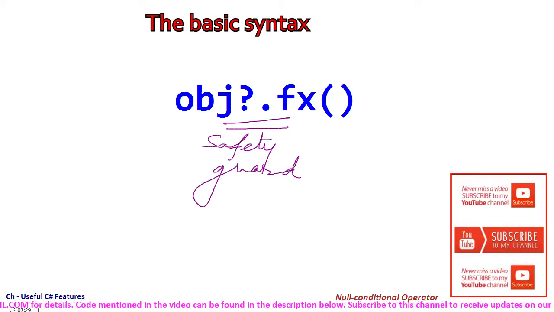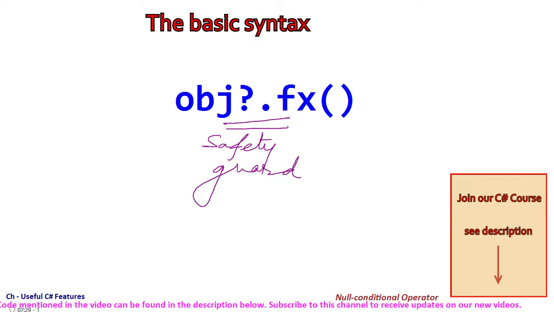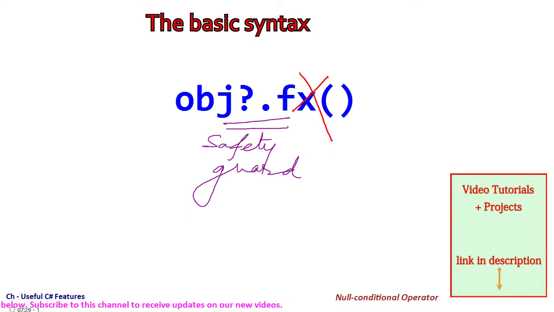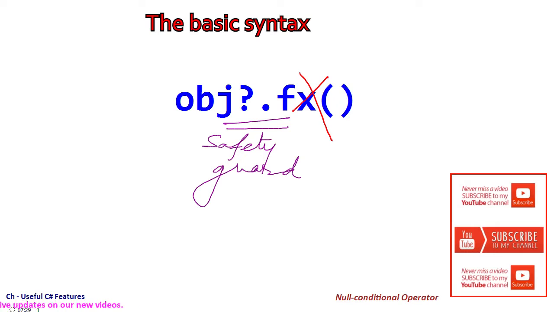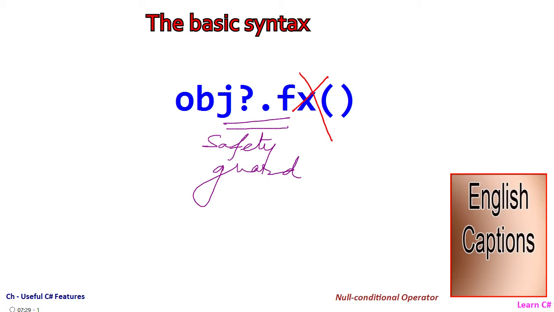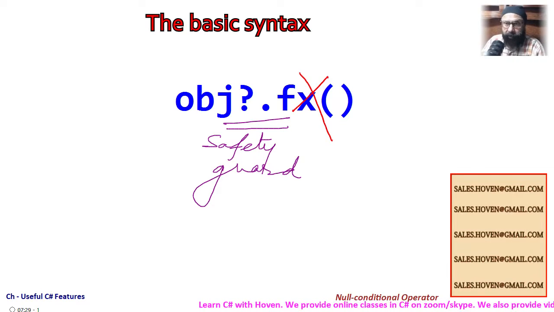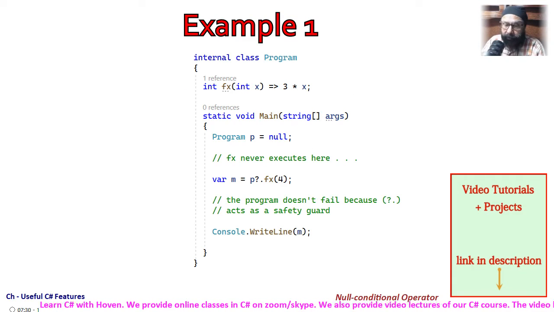The function fx executes if obj is not null, but if obj is null, then the execution stops and the whole expression evaluates to null because obj is null. So this null reference operator makes a null check on the reference before executing the function. It is a safety guard. Let us take some examples.